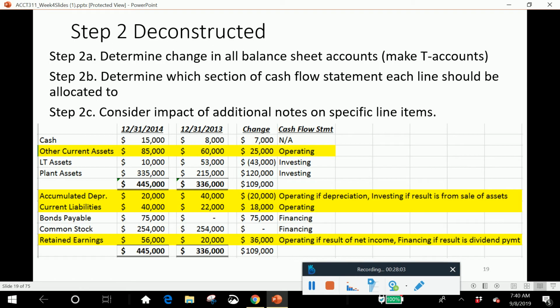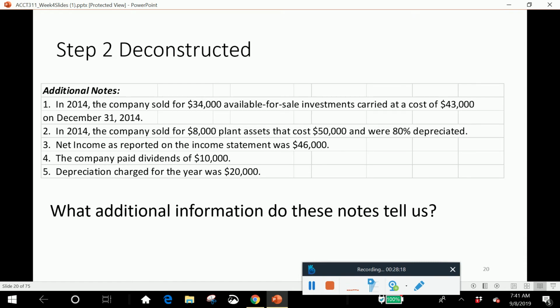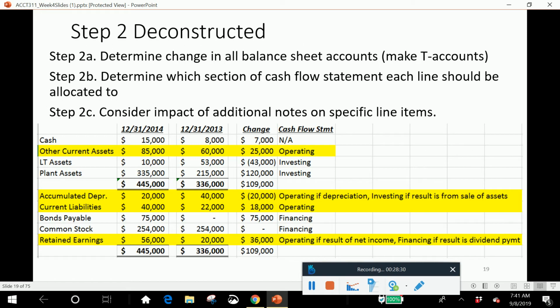So, as I mentioned earlier, if we think about how we start our statement of cash flows, if we're using the indirect method we start with net income. So first and foremost, we need to determine what net income is. They tell us in additional note 3 that net income as reported on the income statement was $46,000. If we also look at the retained earnings balance, it started at $20,000 and we got to $56,000 by the end of the year.